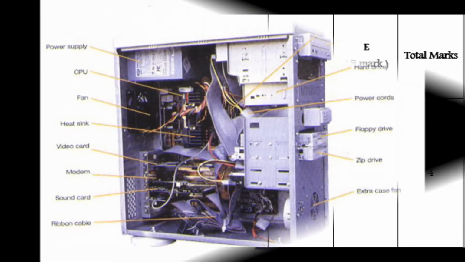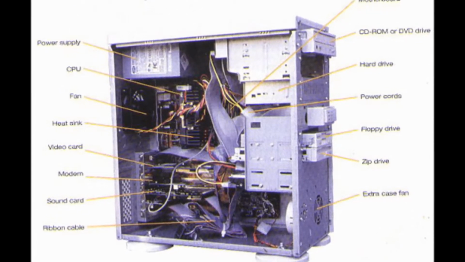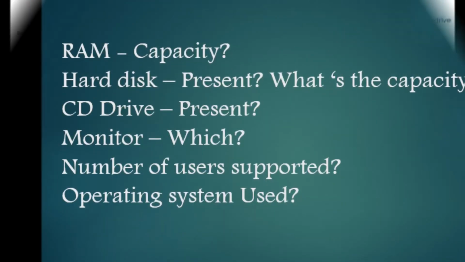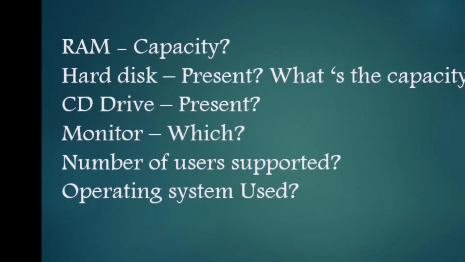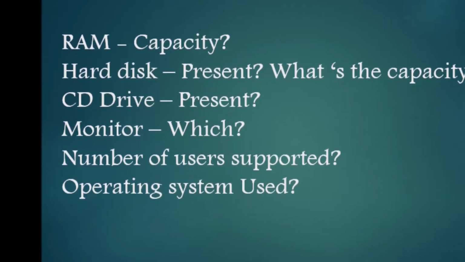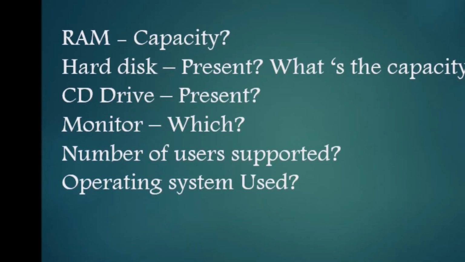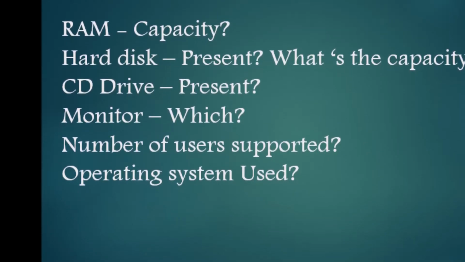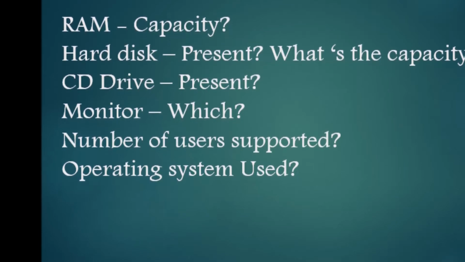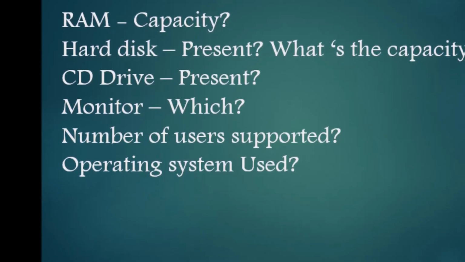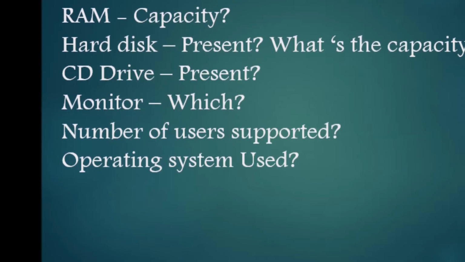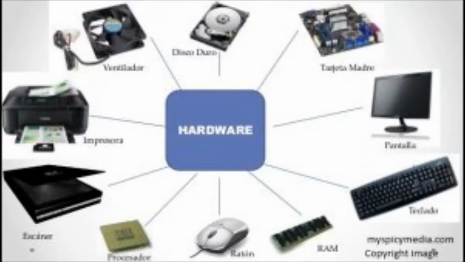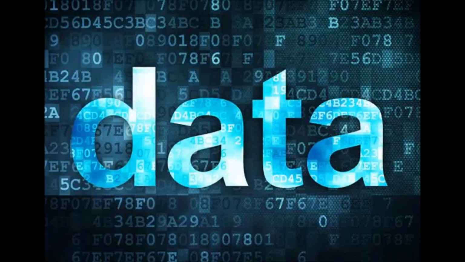Moving on. By configuration, we mean information about the devices that the system is composed of. Example, what capacity is the RAM? Which hard disk is being used? What's the capacity of the hard disk? Is the CD-ROM drive present? What monitor is being used? How many users the system can support at a time? Which operating system is running? And so on and so forth. Thus, the configuration includes the combination of hardware, software, data, and users.